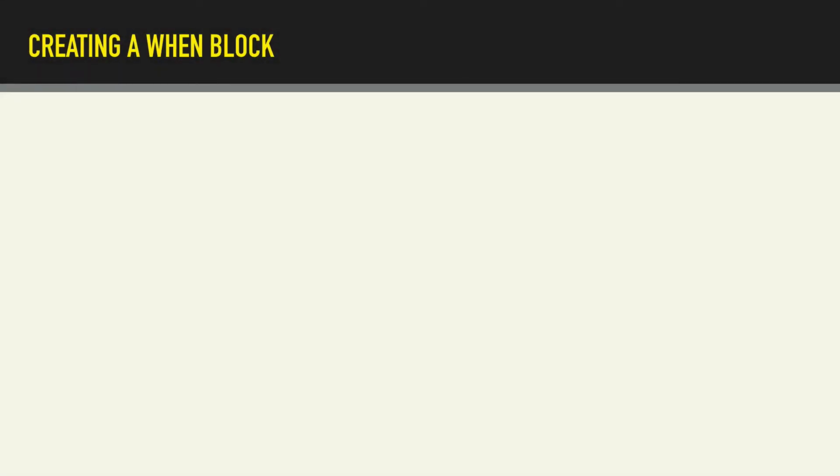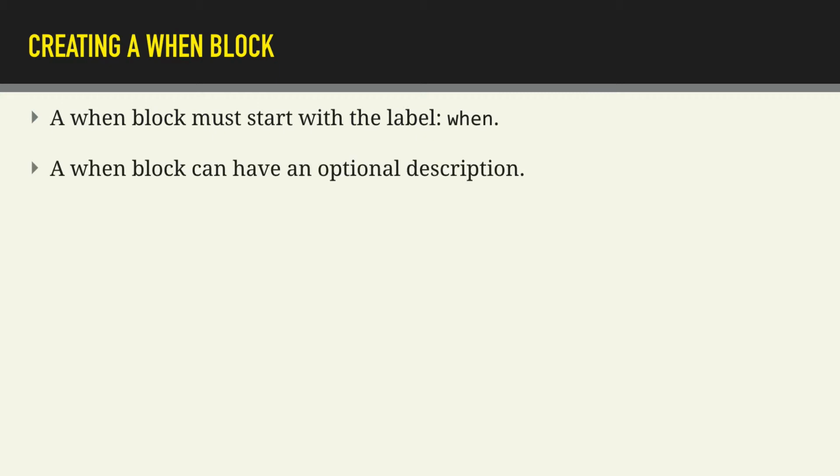When we want to use when and then blocks, we have to follow these steps. First, we have to create a when block by following these rules. 1. A when block must start with the label when. 2. A when block can have an optional description that is given by using a string literal. And 3. A when block can contain any code.